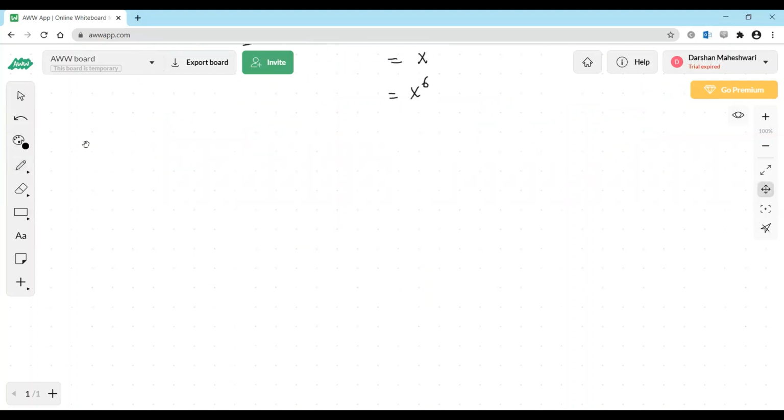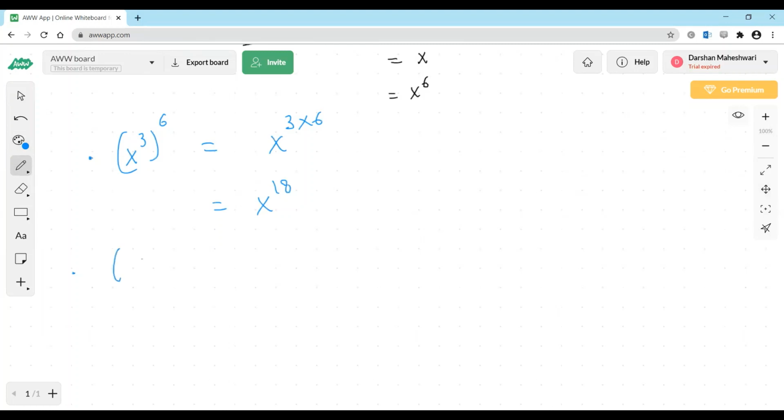So let's take a couple of examples on this. Let's suppose we are supposed to find x³ raised to the power 6. So what is the solution? So we multiply 3 and 6. So we are getting x raised to the power 18 over here. So x raised to the power 18.